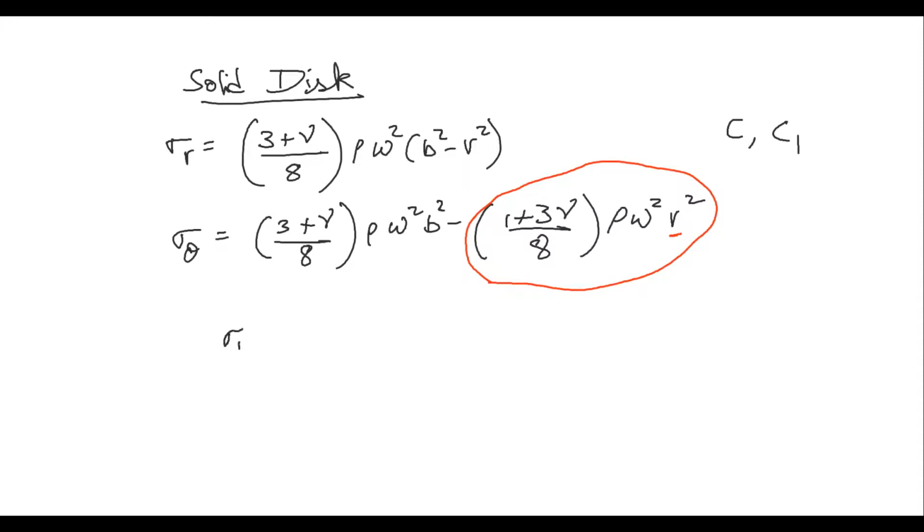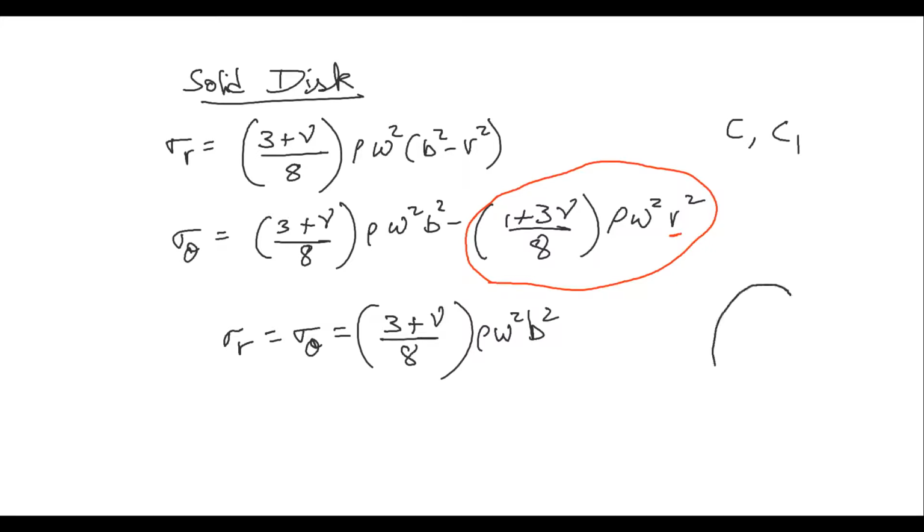Then sigma r and sigma theta will be (3 plus Poisson's ratio) divided by 8 into rho into omega square into b square in the case of r equals 0. So this is a solid disk. There is no hole in between. That is, in this format, there is no hole at the center. So r will be the internal radius. Internal radius will not be there.